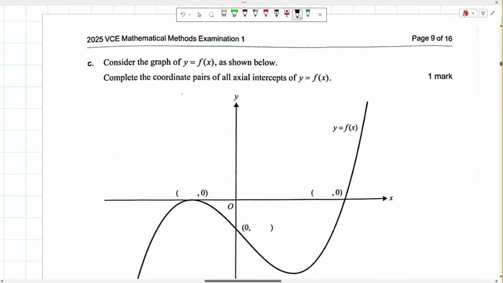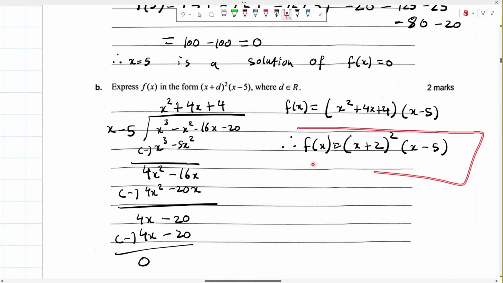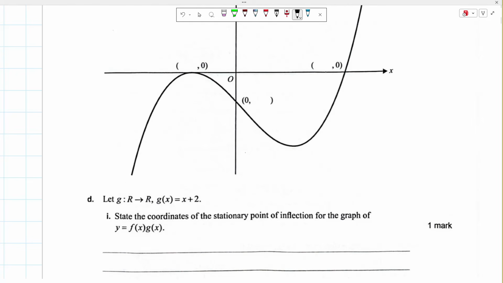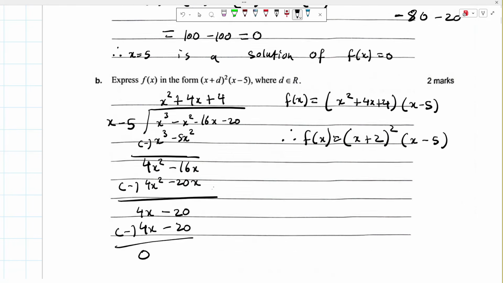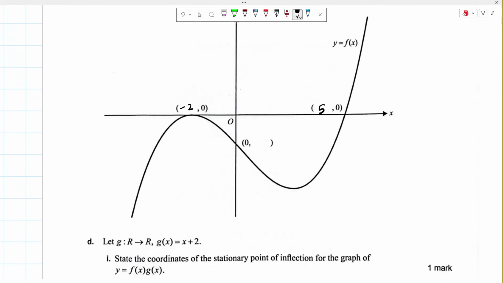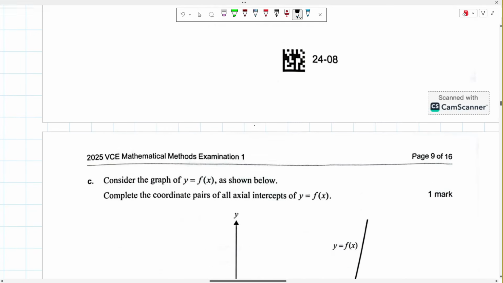Okay, consider the graph of y is equal to f of x as shown below. Complete the coordinate pairs for all axial intercepts of y is equal to f of x. Okay, well, we know from this equation that there's actually one intercept at x is equal to 5. There's one intercept at x is equal to -2. And if you want the y-intercept, well, the easiest thing you can do is just go back up to here. If you substitute in 0 for x, -20 is the only thing that'll be left.